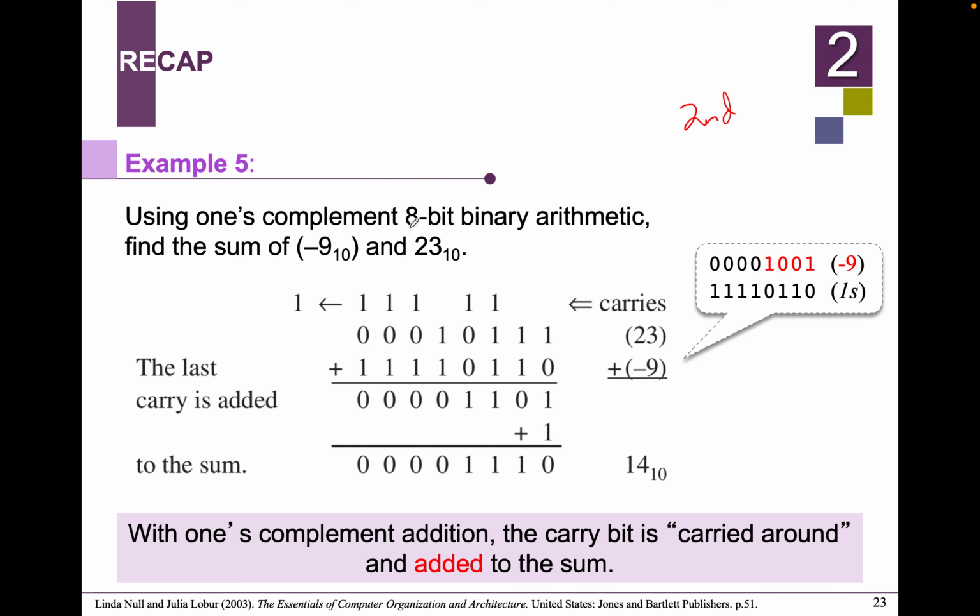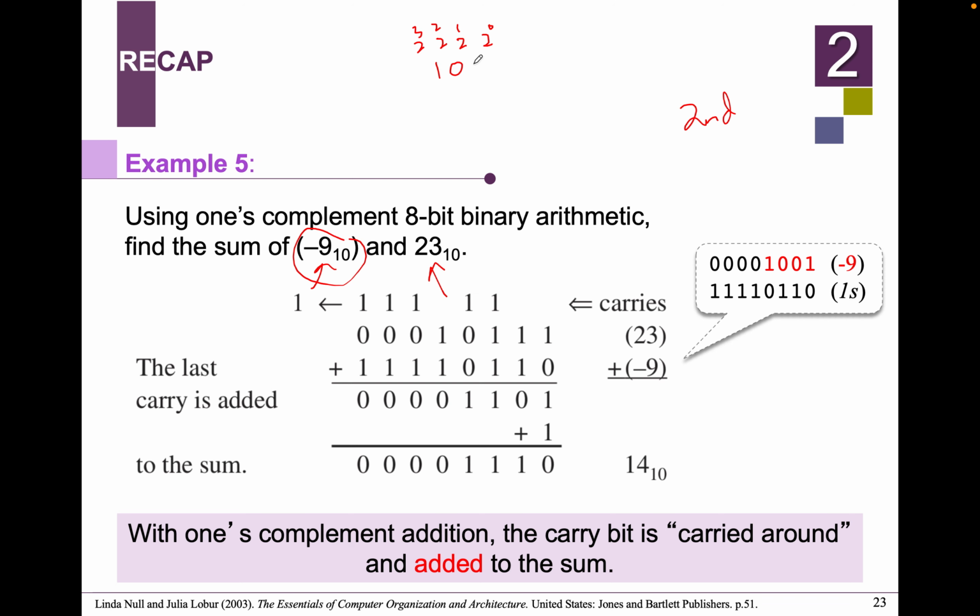Using first complement at bit. Okay, where is my negative number? Now my negative number is 9. So it is easy for me. Give me like 1, 0. I normally cannot directly convert.